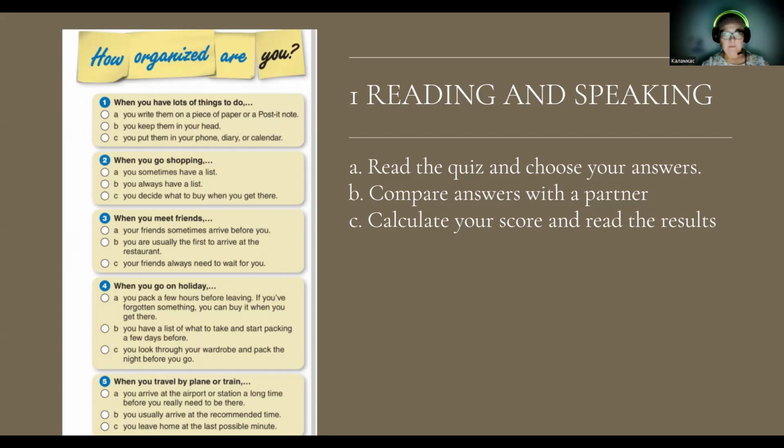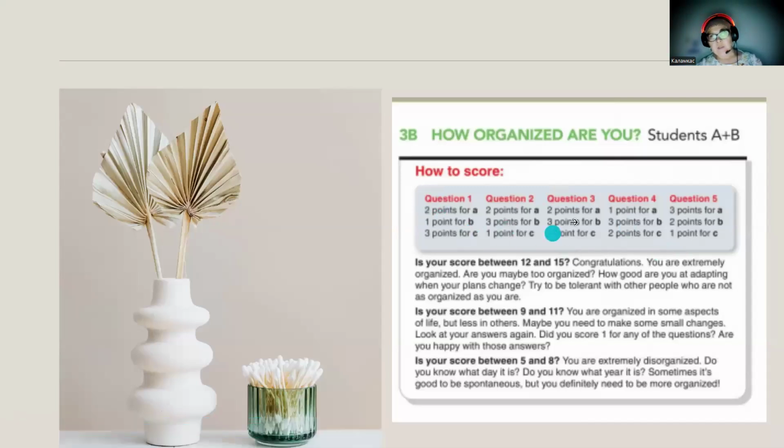Okay, now if you finish doing this task, let's see how we could count scores. For question 1, 2 points for A, 1 point for B, 3 points for C. As for me, 1A means 2 points. So let me write. You should count your scores on your own. So let me count. I have 8 points.